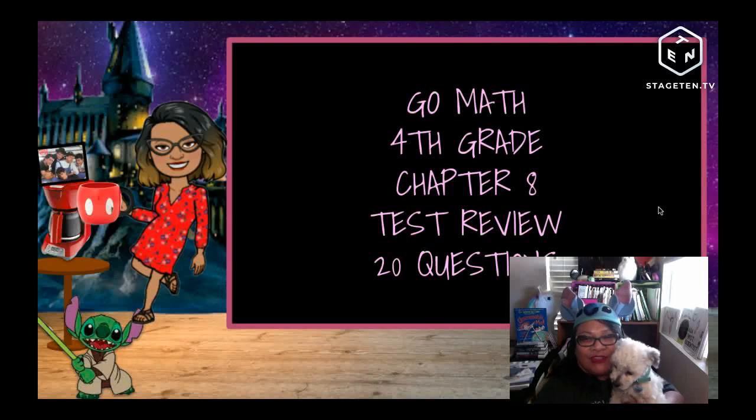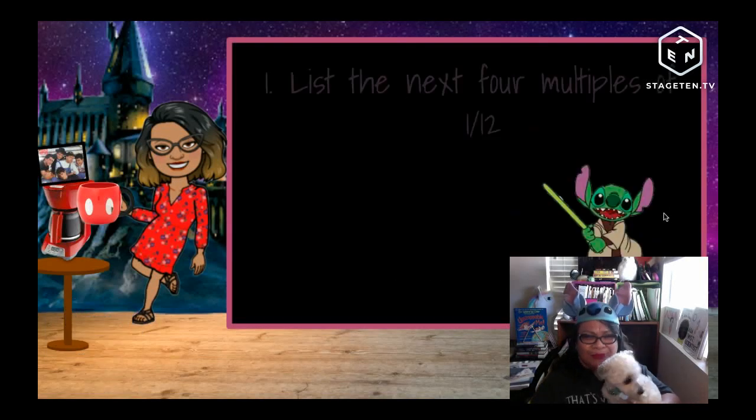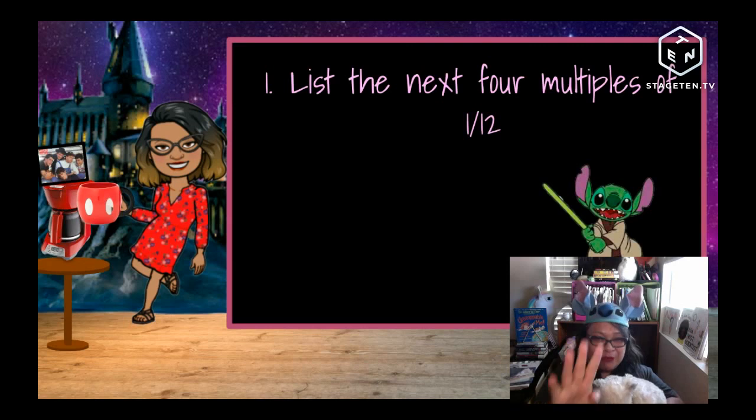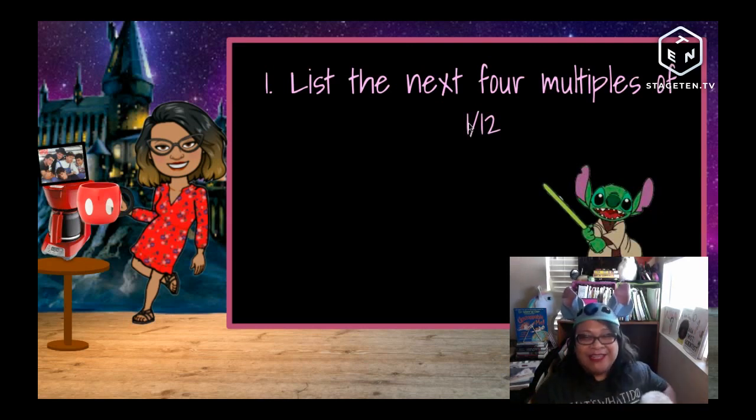Fourth grade, chapter 8 test review. Here's number 1. List the next 4 multiples of 1/12. All right, so when we're dealing with multiples, we're multiplying that number by 1, and then 2, and then 3, and then 4, and so on. So if we look at 1/12, anything that we multiply by 1 gives us that number.